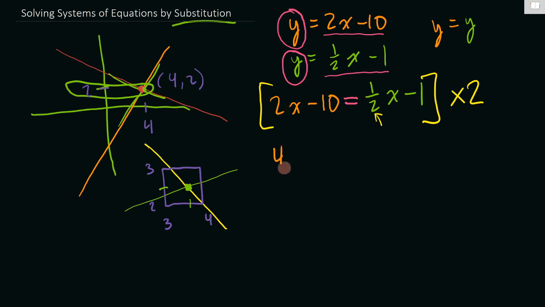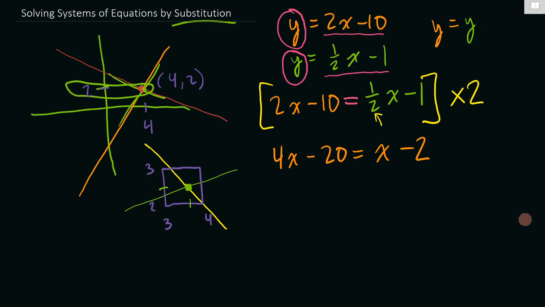So 2 times 2 is 4. 10 times 2 is 20. 1/2 times 2 is 1, so that's just x. And -1 times 2 is -2. So by multiplying by 2, that gets rid of our fraction, which is a nice sort of algebra skill to have. Makes it a lot easier to solve things.